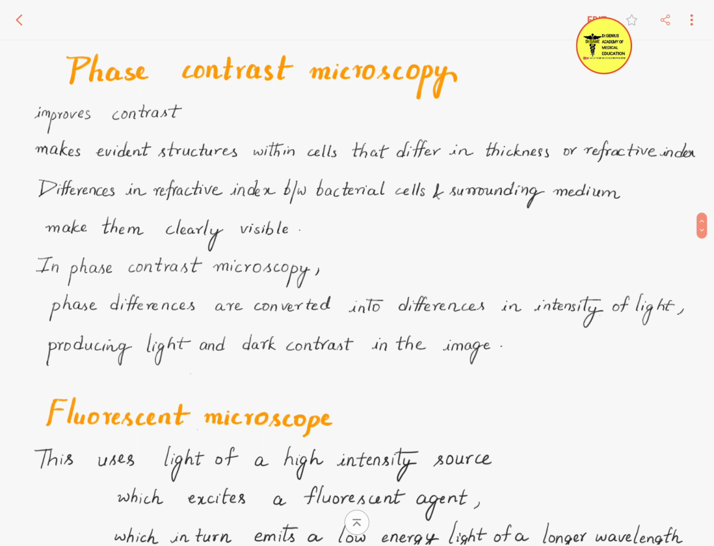Phase contrast microscopy. This improves contrast and makes evident structures within cells that differ in thickness or refractive index. Differences in refractive index between bacterial cells and the surrounding medium make them clearly visible. In phase contrast microscopy, phase differences are converted into differences in intensity of light, producing light and dark contrast in the image.